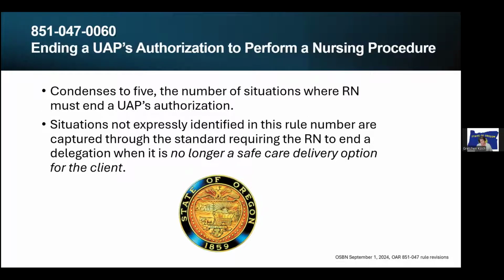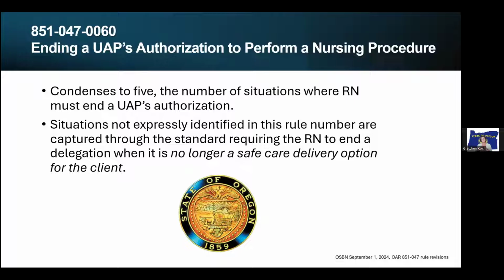So moving on to 0060, and this section talks about ending a UAP's authorization to perform the nursing procedure for the client. Those of you familiar with delegation know that this used to be called rescinding. It was changed to ending just for ease of reading and understanding for those who might not be familiar with the rules, or for the public who might have a loved one who's receiving delegation services. So these standards now expressly identify 5 reasons why an RN would be required to end a UAP's authorization to perform the nursing procedure on the client. Now, it used to be 8. Being condensed down to 5, you don't really lose any teeth, so to speak.